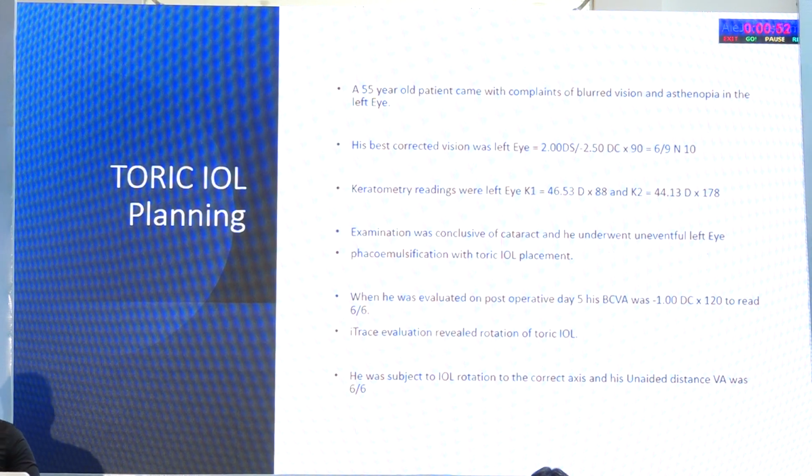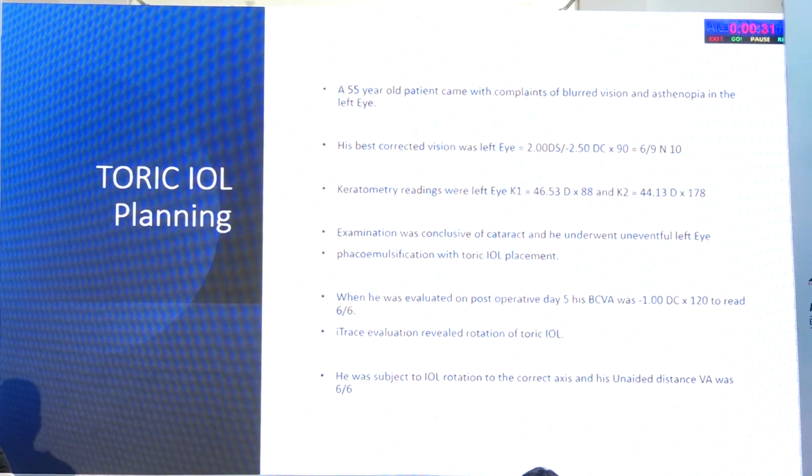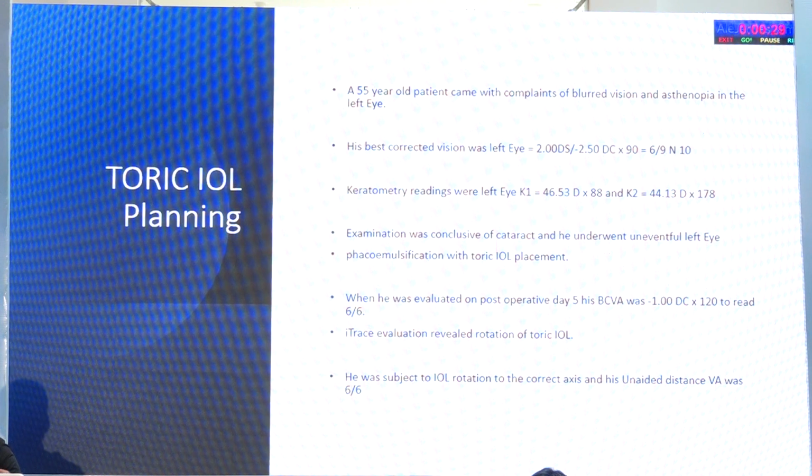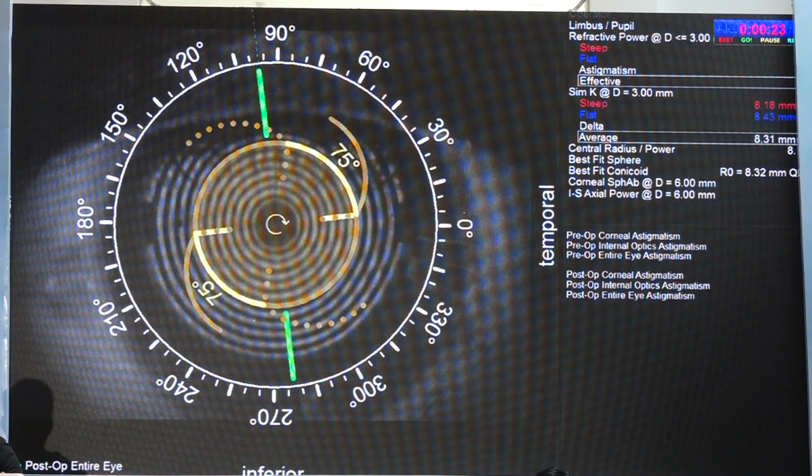Finally, it can also help you with toric IOL planning. So this is another patient who came with 2.50 cylinder power, and he underwent cataract surgery, and we placed a toric IOL. Evaluated on post-op day 5, he had a -1 cylinder left behind, but he had a little bit of optical quality disturbance, even though he was able to read 6/6. We took him to the eye trace. The eye trace also has this thing known as a toric IOL evaluator. It tells you if the toric IOL is placed in the correct axis. As you see here, they had some amount of starburst and halos.